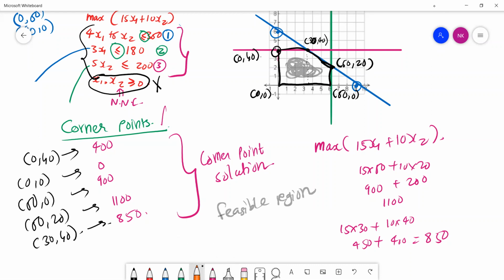Since they are the points that are lying in the feasible region, these points along with the corner points are also called the feasible points. These solutions are also called the feasible solutions.